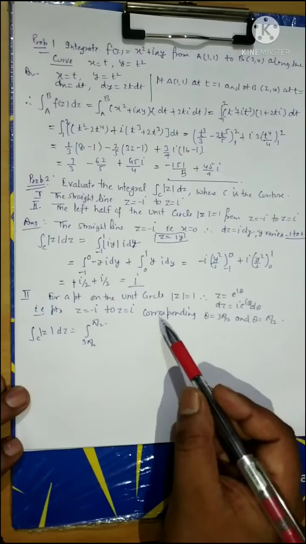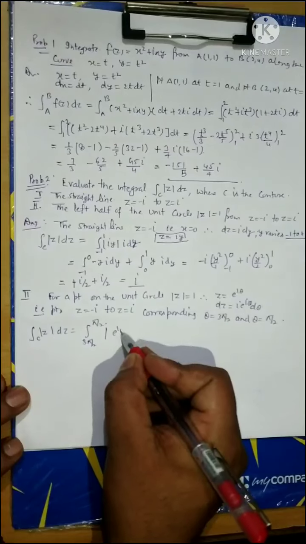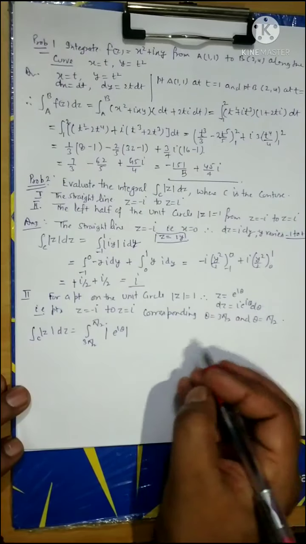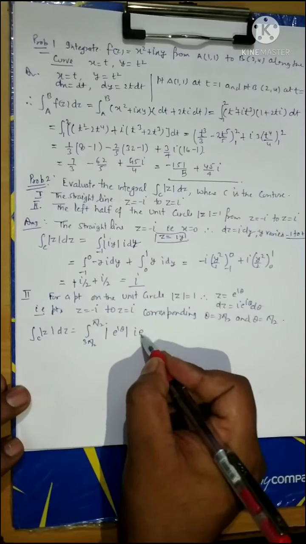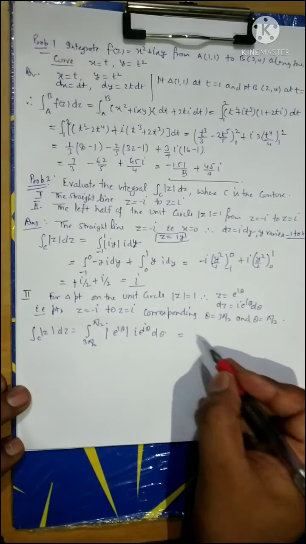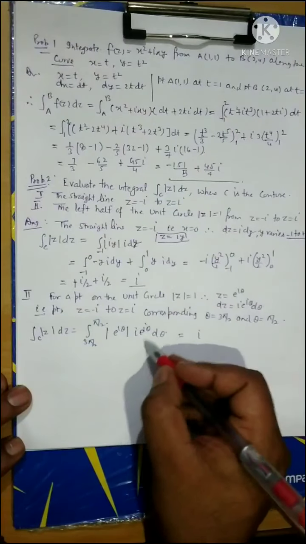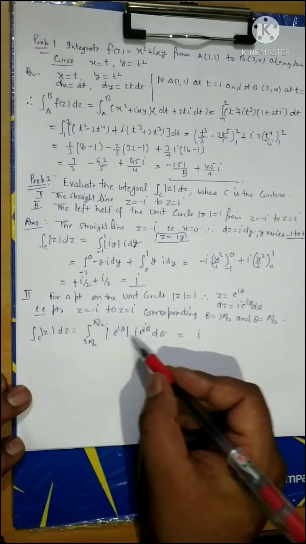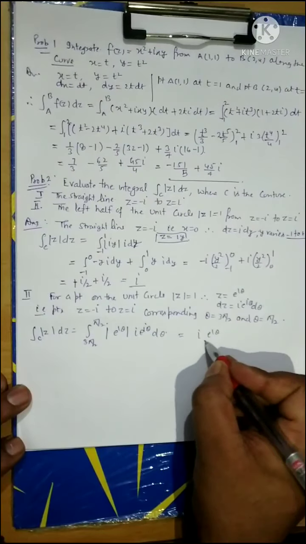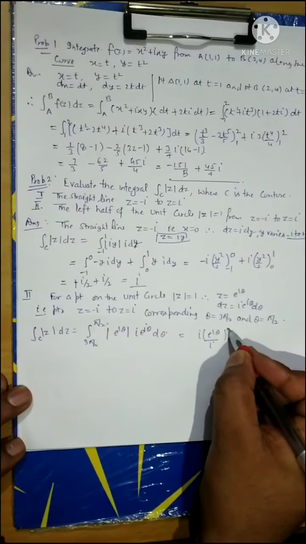Z modulus is e to the power i theta. Now dz is i e to the power i theta d theta, this is equal to 1. Now i is outside of the integral since theta is variable. So e to the power i theta upon i, limit 3 pi by 2 to pi by 2.